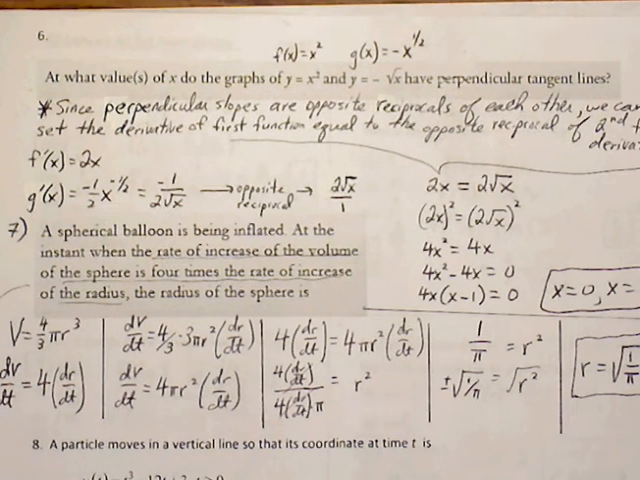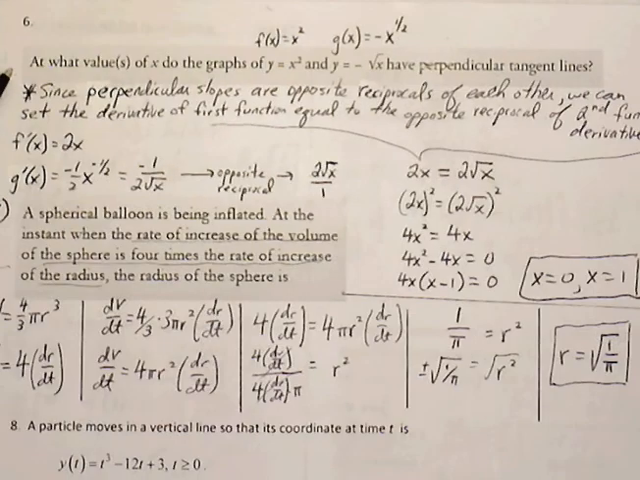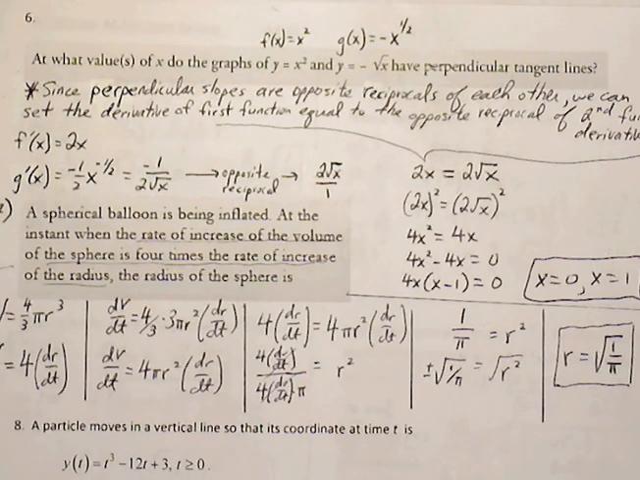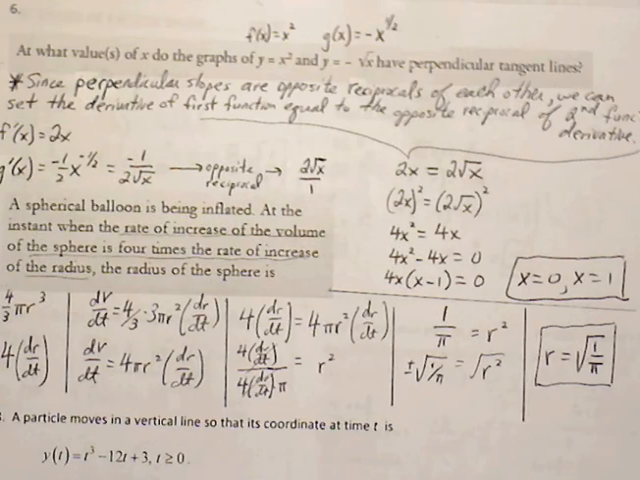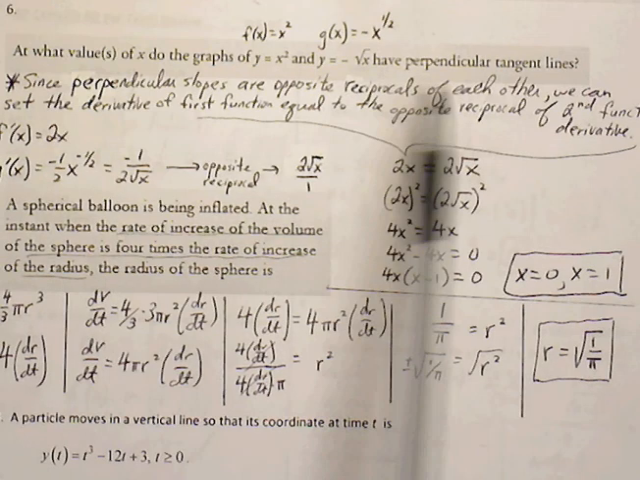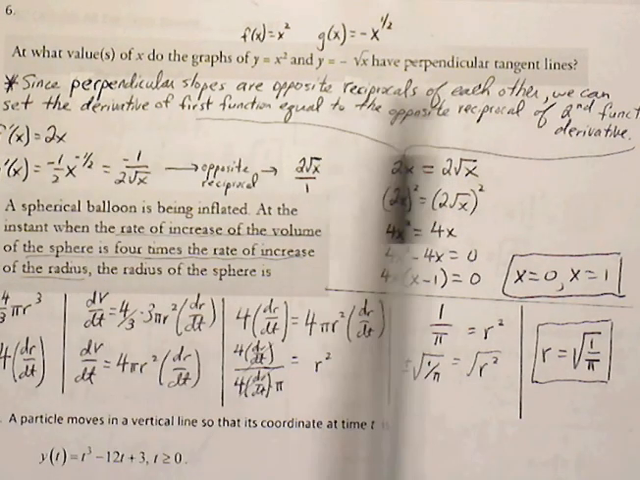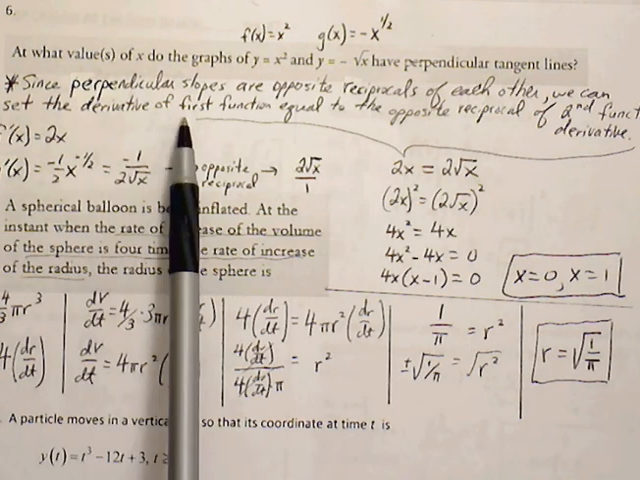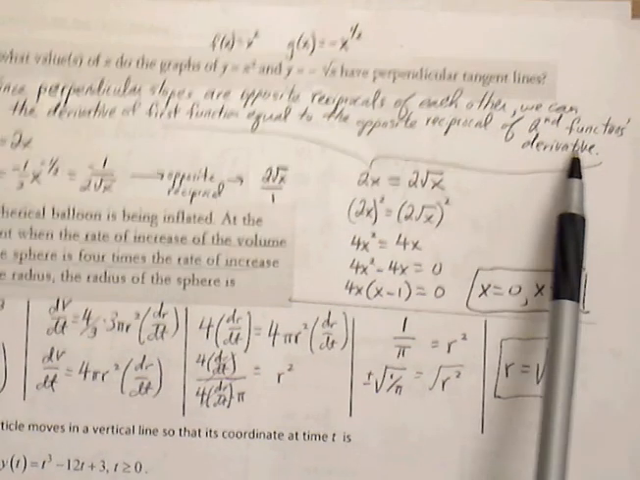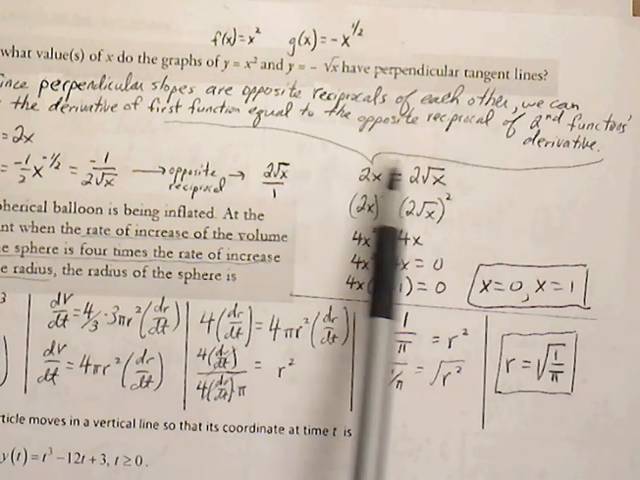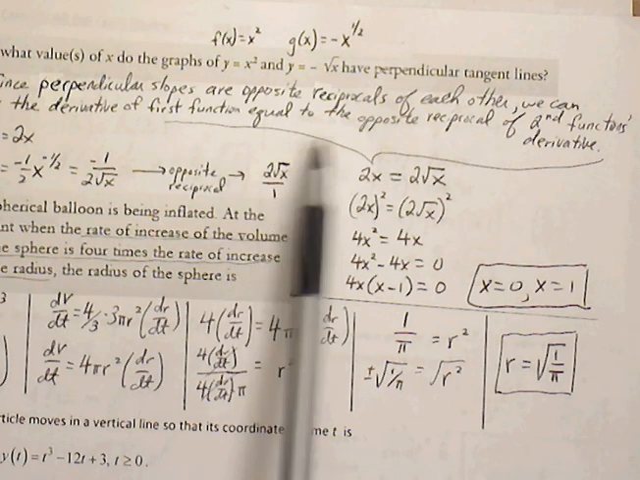Okay, let's finish worksheet 6. Number 6: what values of x do the graphs y equals x squared and y equals negative root x have perpendicular tangent lines? Since perpendicular slopes are opposite reciprocals of each other, we can set the derivative of the first function equal to the opposite reciprocal of the second function's derivative. So our goal is to find where these two graphs have perpendicular tangent lines.